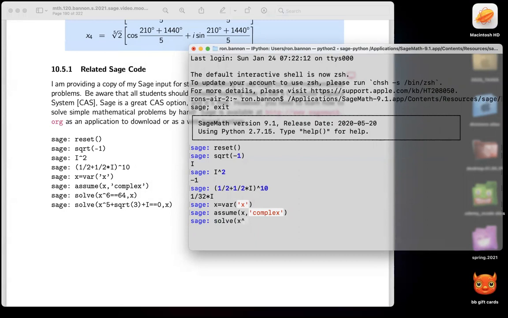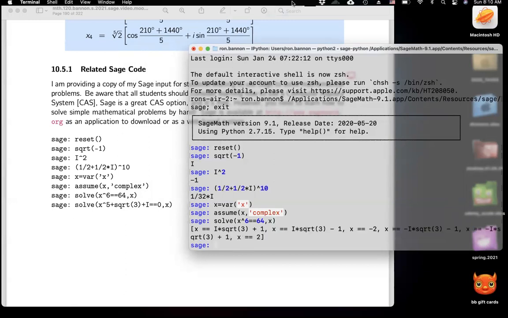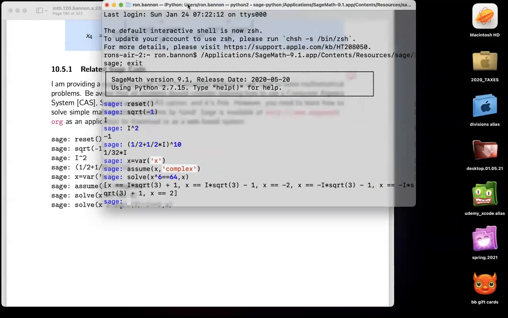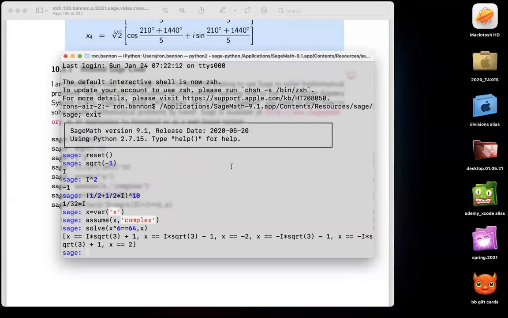X to the 6th power equals 64, with the assumption that X is a complex number. Now I want to point out, someone says, what are you getting back there? Well, I'm getting back, as expected, 6 separate answers. Let me go through those 6 separate answers for you.